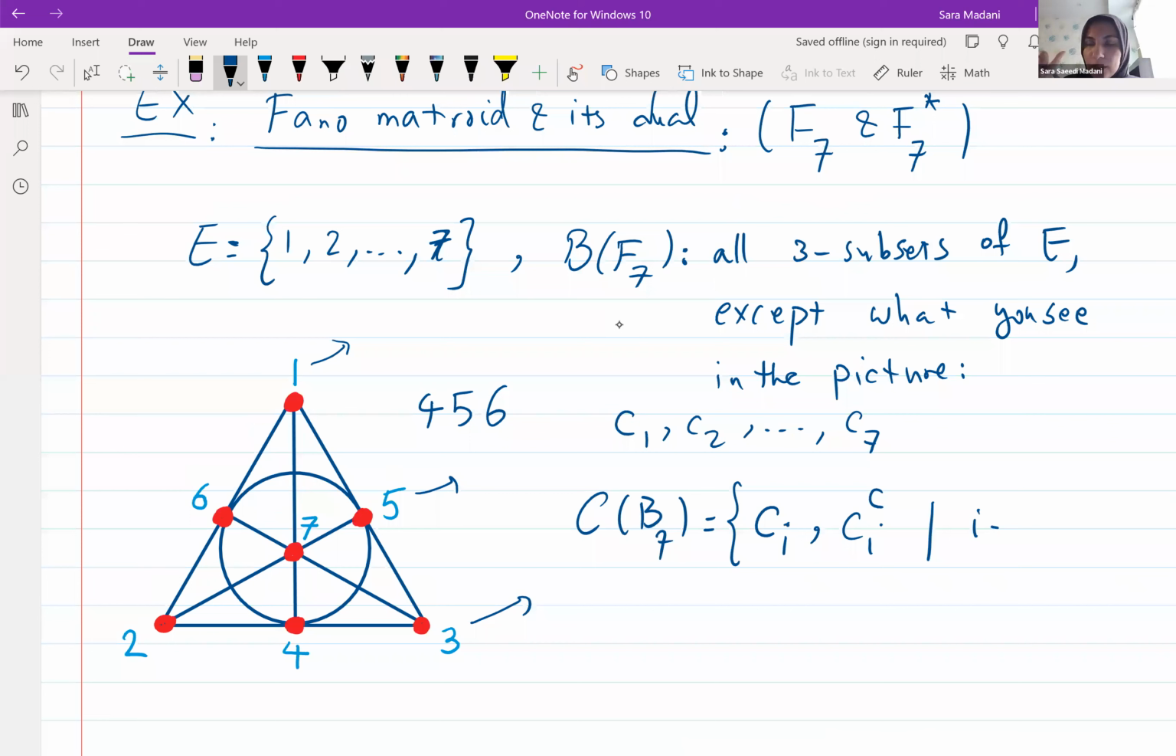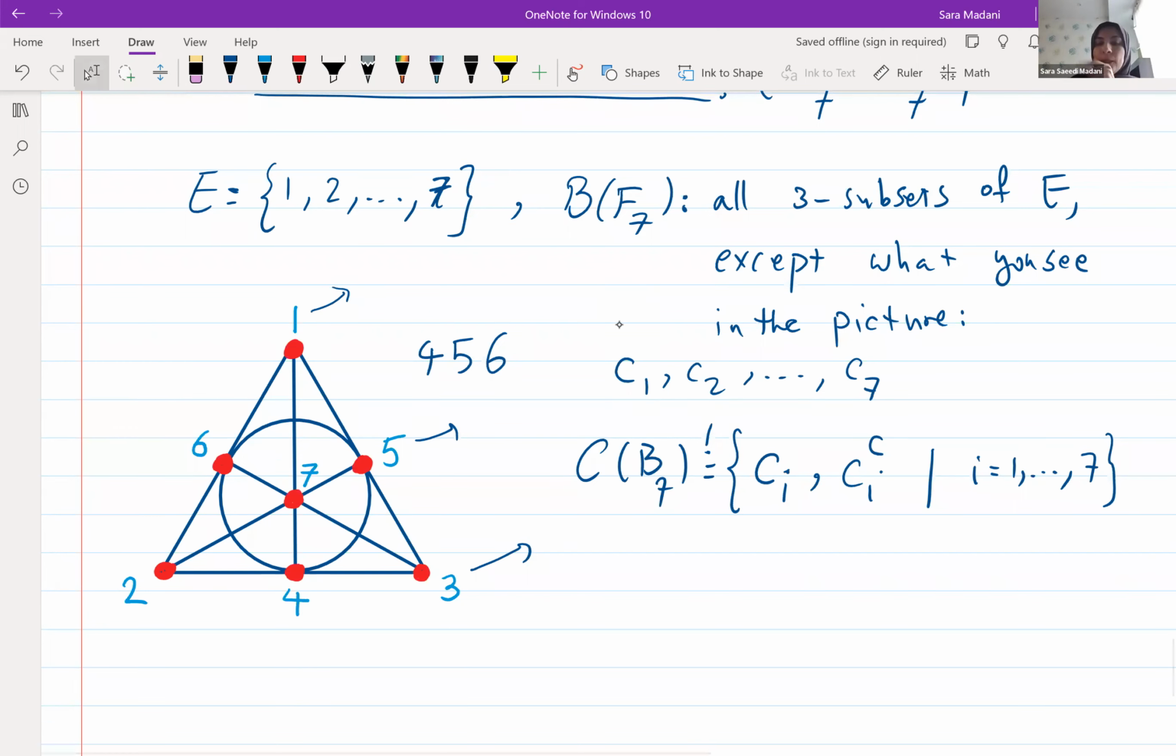So C_i are the ones in the picture, and their complements. I have a ground set E, and I have a basis B, which consists of all three-element subsets of E, except the seven three-element subsets shown in the picture. You can easily check, but you need to really check, that the circuits are these three-element subsets of the picture together with their complements, E minus each of them. So they are circuits. Having circuits, for sure, you can also compute cycles and everything else. But for the moment, that's enough for me.